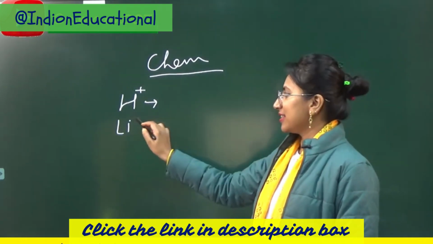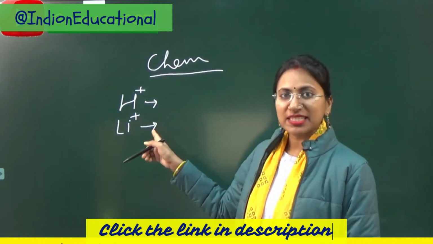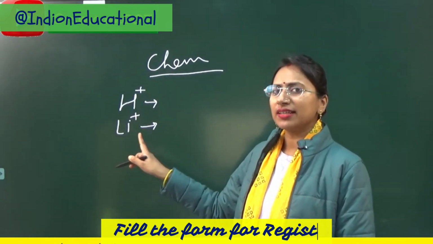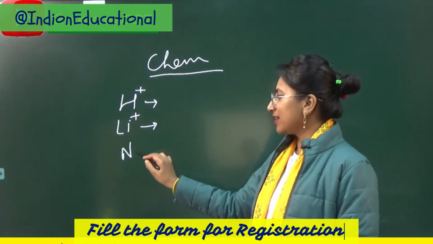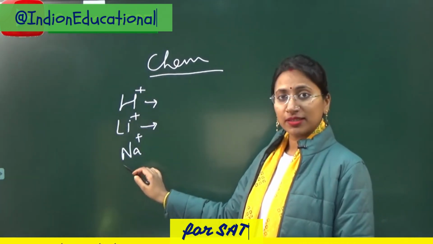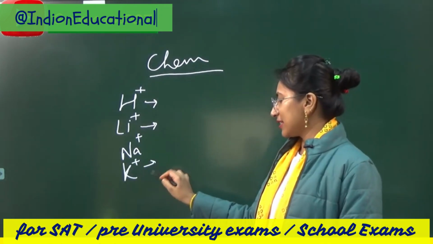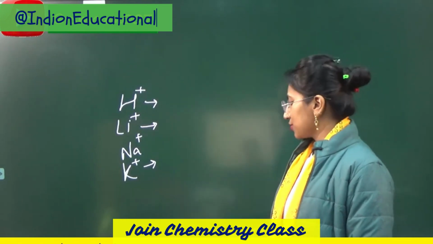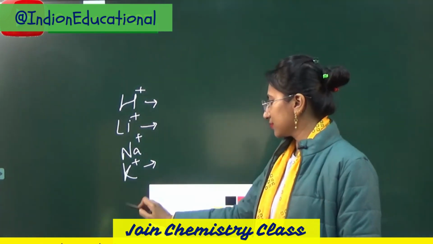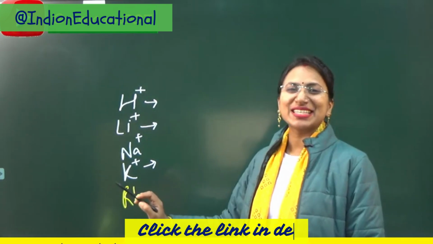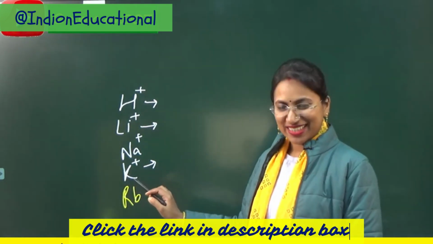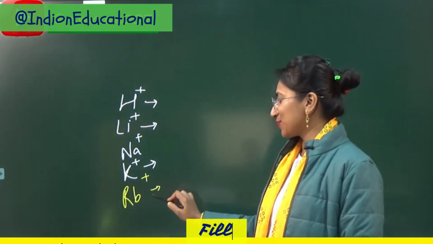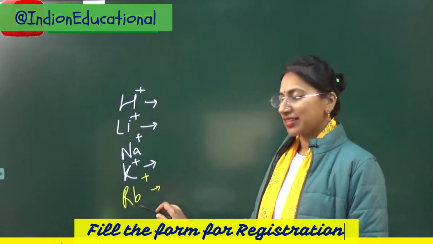Li plus, and it is termed as lithium ion. What is the next ion? Na plus, sodium ion. Very nice. Next ion? K plus, potassium ion. Very nice. Next one? Rb plus, rubidium ion. Very nice. Next one? Cs plus, cesium ion. Yes, it is called cesium. Great. Next one? Be plus, beryllium.